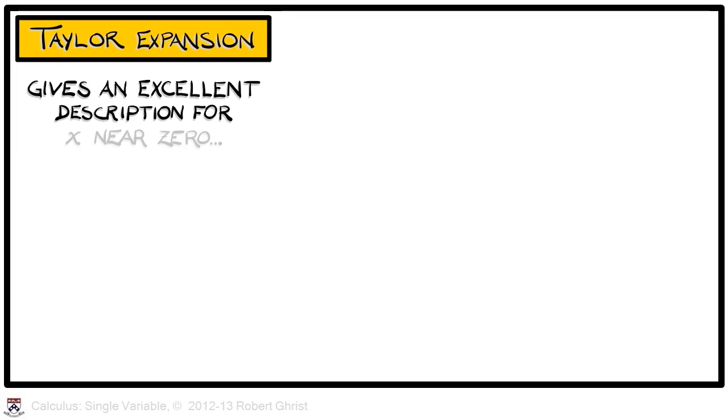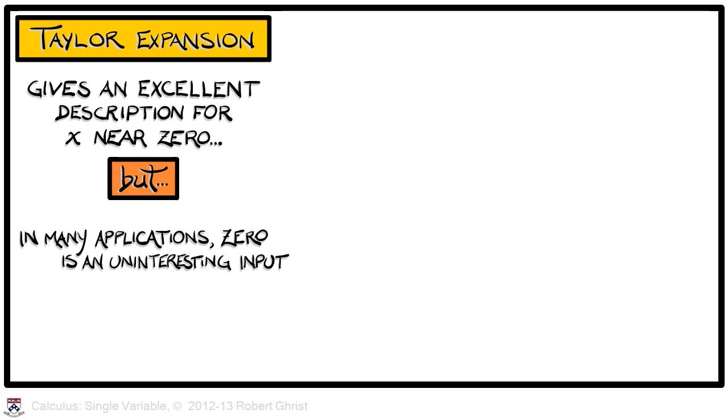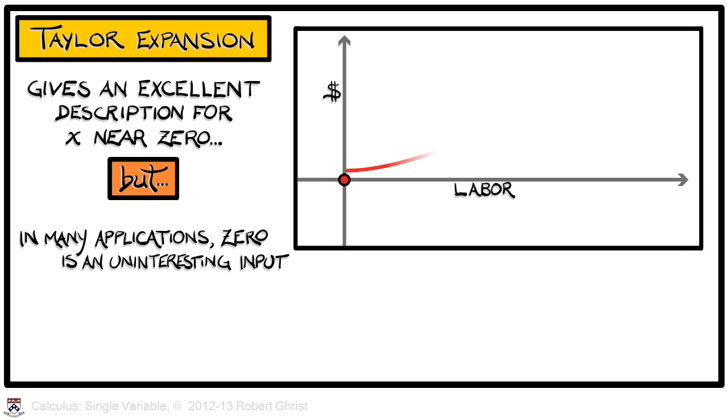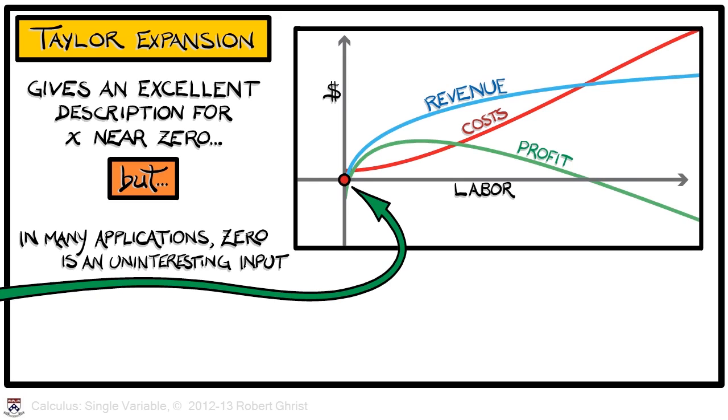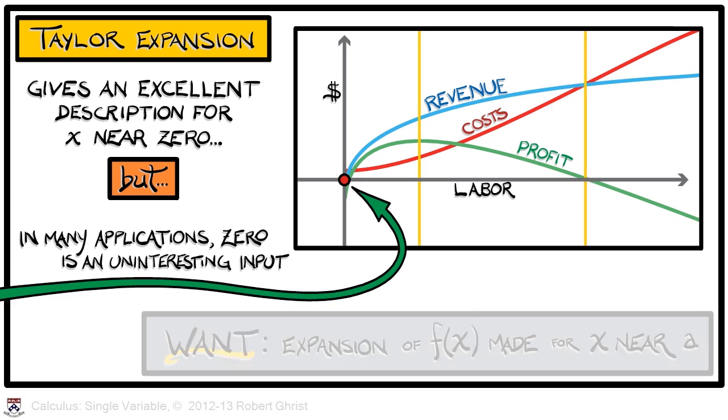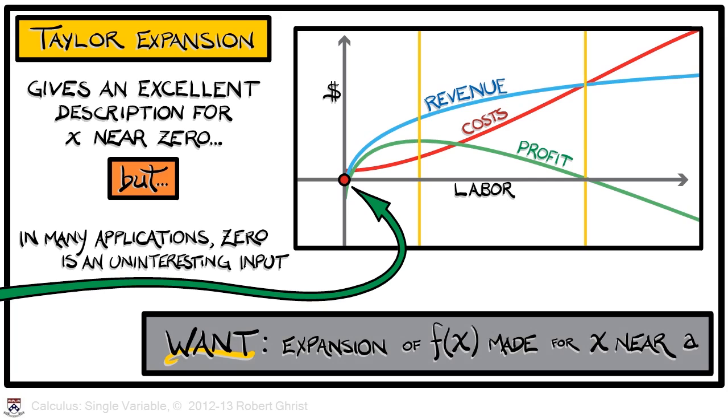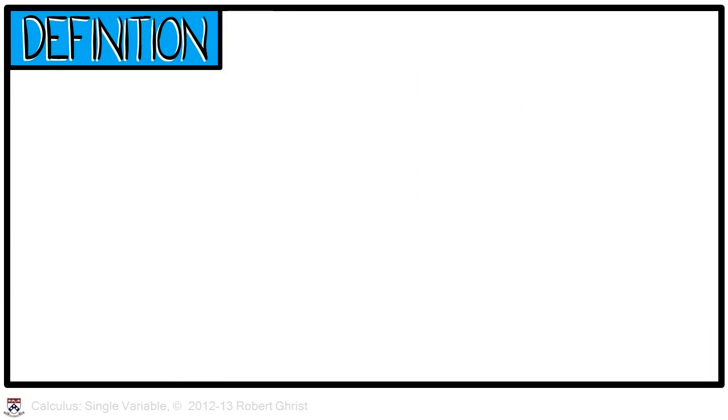As we have seen, Taylor expansion gives an excellent way to approximate a function for inputs near zero. However, in many applications, zero is not the most interesting input. I bet you can think of many examples of this besides finance and economics, where we care about non-zero values. What would be nice is a way to Taylor expand a function that works well for inputs that are not necessarily close to zero. There certainly is.